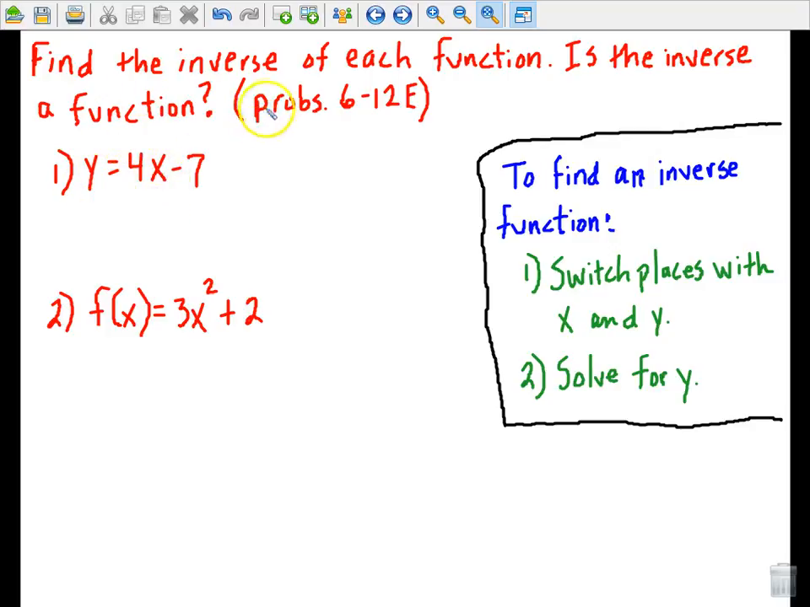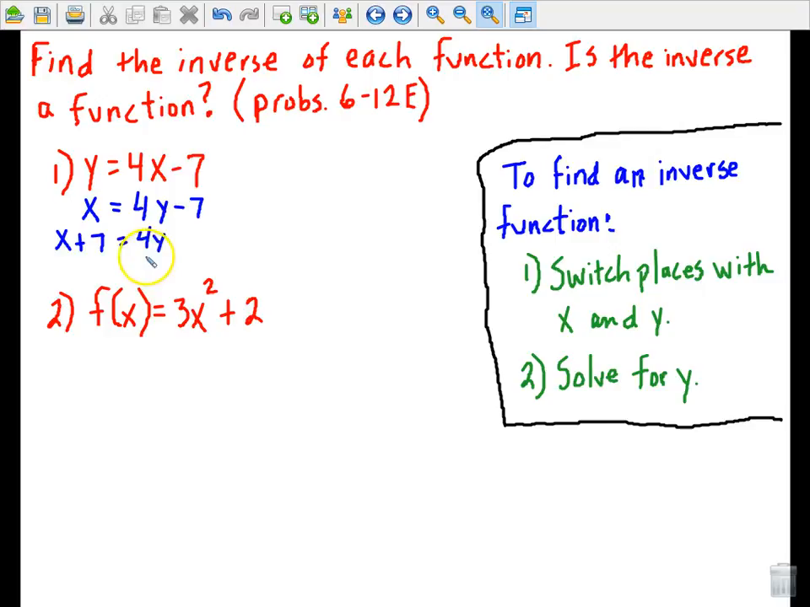So to find the inverse of a function, like number 1, as you can see here, I'm giving you a two-step process. The first thing you will do is switch places with the x, y variables. So you can tell here, I just rewrote this equation, but I've switched places with x and y. So that takes care of step number 1. And then step number 2, solving for y, will be just what our normal routine is. We need to isolate y. So the first step in getting that accomplished will be to add 7 to both sides.